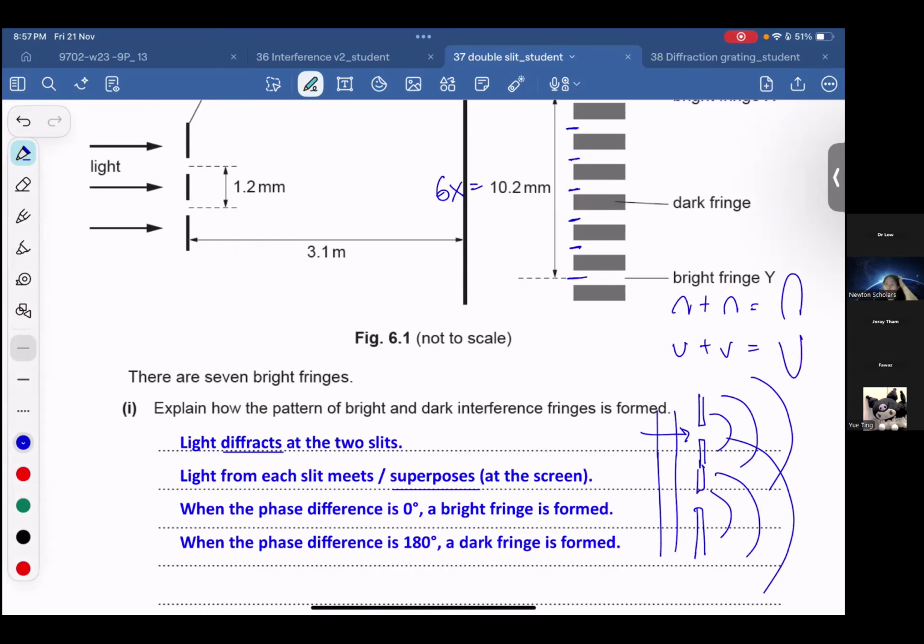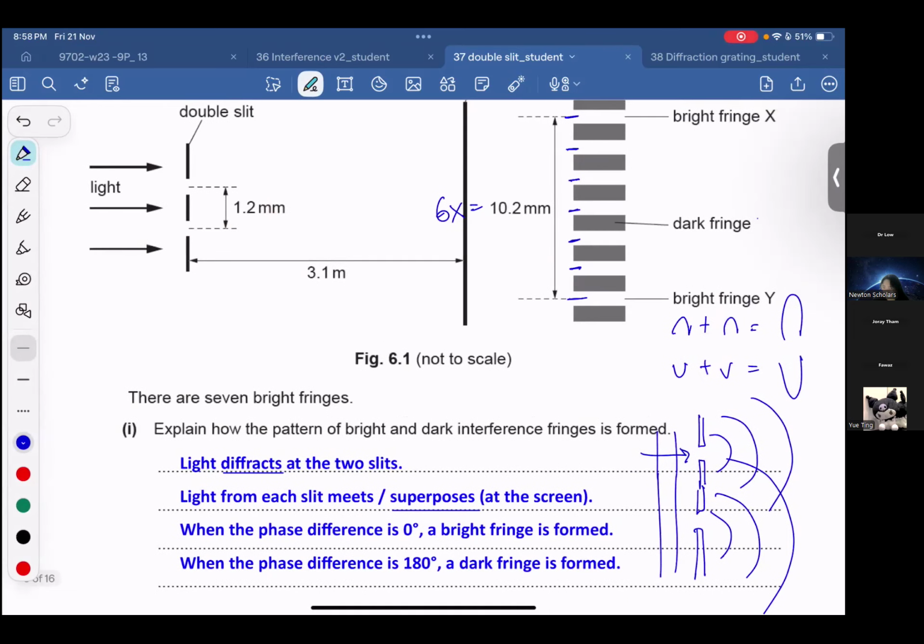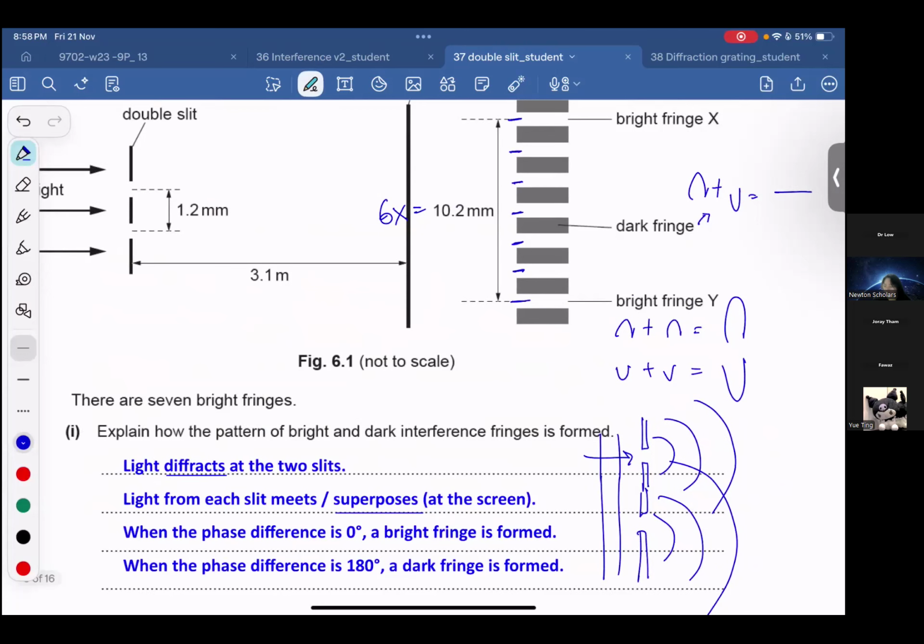How does crest meet with crest? When the two waves have a phase difference of zero. No phase difference means that I'm crest, you also crest. So a bright fringe is formed. When the phase difference is 180 degrees, we produce the dark fringe. A crest meets up with a trough, so we get zero. So this is called destructive. You see, this one is crest, this is trough. Their phase difference actually is 180 degrees. They produce destructive interference. So Wesley, is it okay?